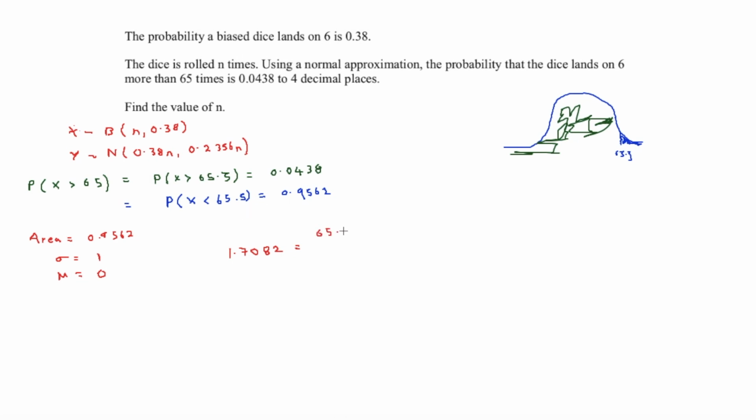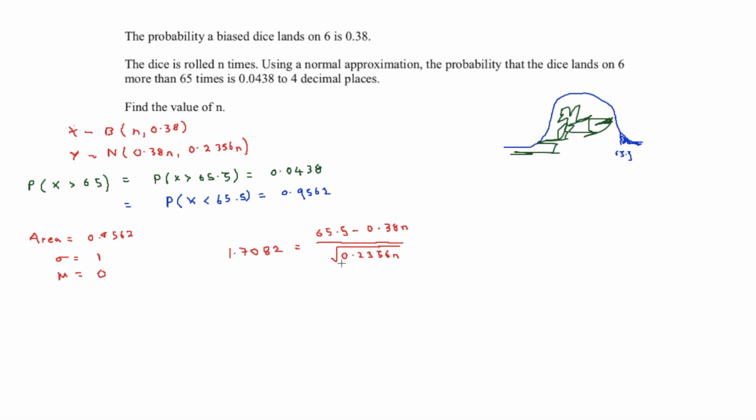Now that is therefore equal to the x value, 65.5, minus the mean. This mean is going to be 0.38n, and that's divided by the standard deviation. The standard deviation in this case is going to be root 0.2356n. So now we have this, and we have to solve to find out what n is. We've done most of it, and now we just have to solve.